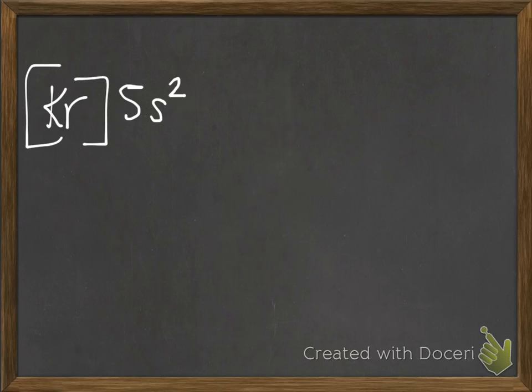Well, you can do that. You can say, oh, well, it's the row below krypton. But you can also say, what's the highest main occupied energy level? 5. Which tells us it's in the 5th period. So highest main occupied energy level is always the same as the period. Okay.